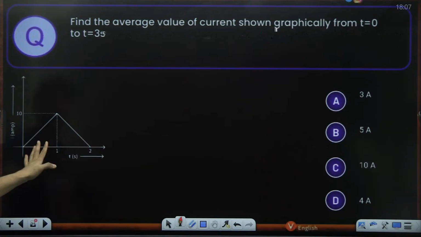Only something is happening with my board. Something is happening, I feel some glitch is happening if I am turning.